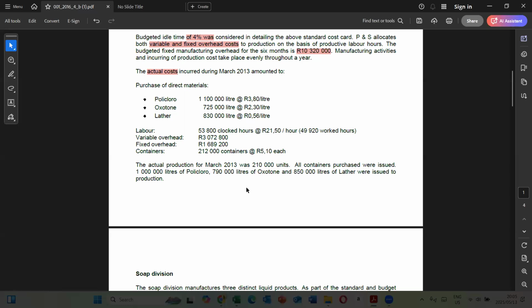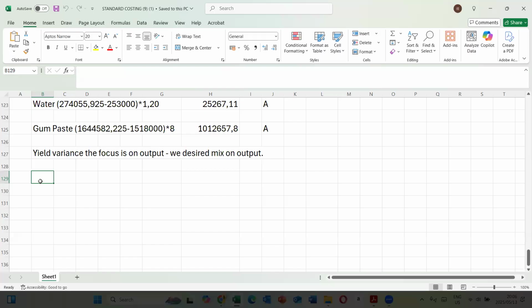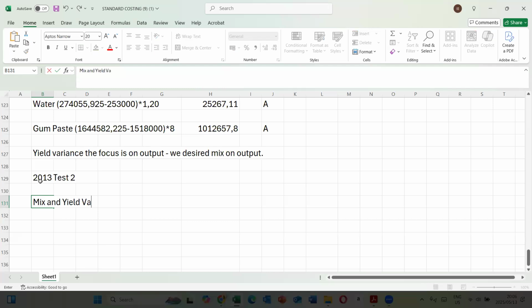So I want to do the mix and yield variances now. I just want to quickly do the mix and yield variances so that we have clarity in regards to those aspects. So in terms of our question there, let's quickly start off with the material mix variance. So this is 2013, just two, I mean. So mix and yield variance. So we're starting off with the mix variance.